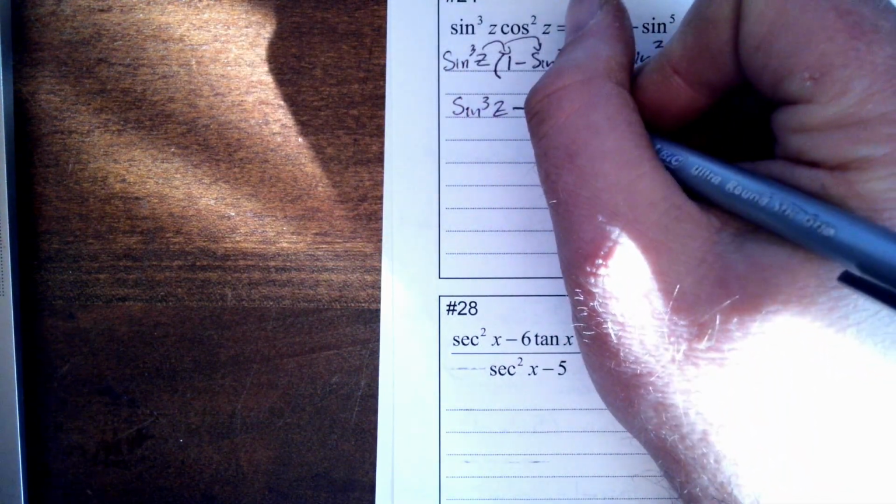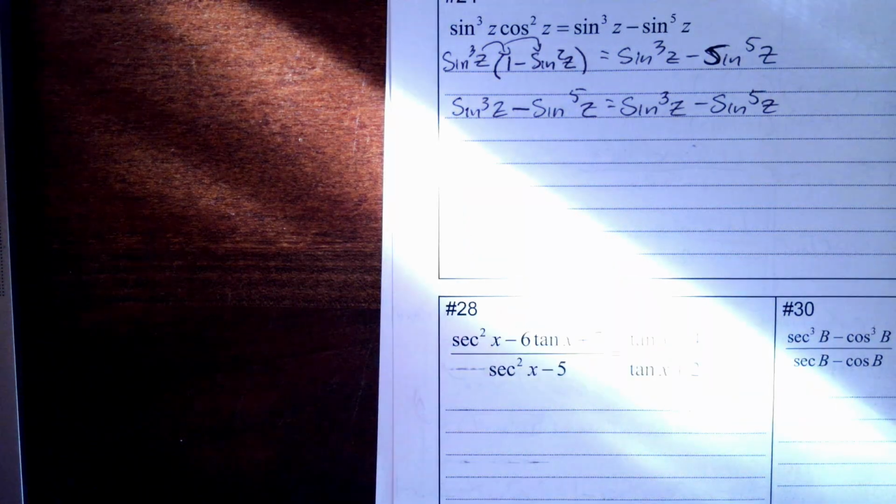And all we have to do is a little bit of distribution now. And we get the sine cubed of z times 1 is just the sine cubed of z minus sine to the third times sine to the second. Altogether, we have 3 plus 2 is sine to the fifth of z equals exactly what it was supposed to equal, equals itself. And that's number 24.